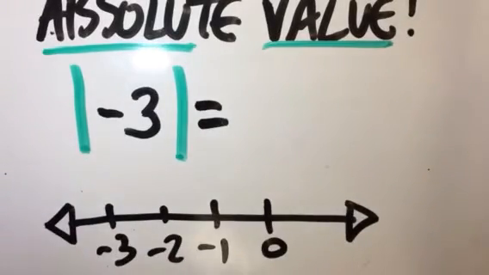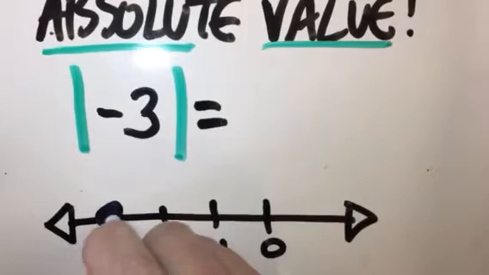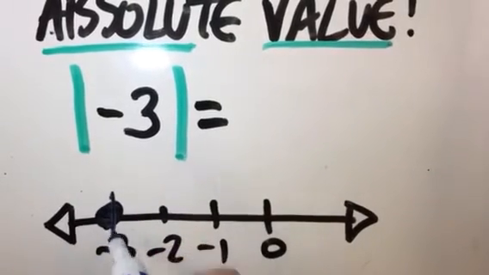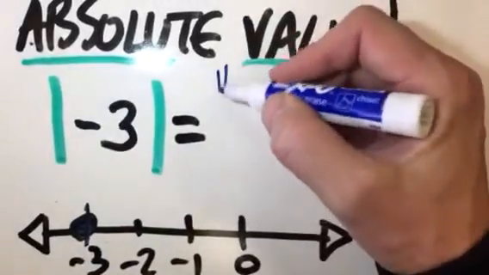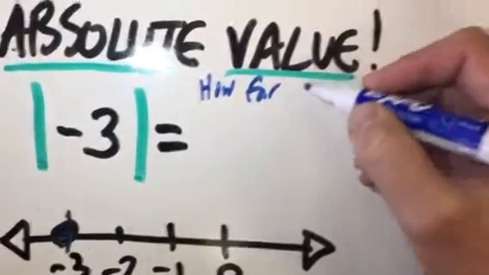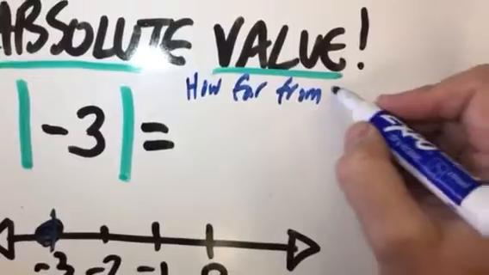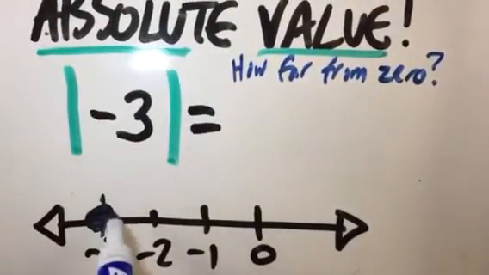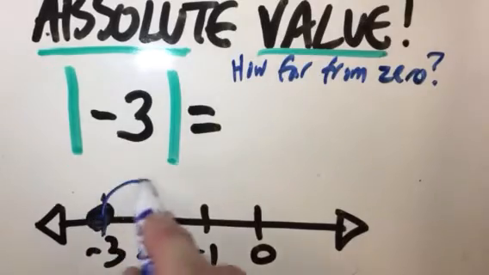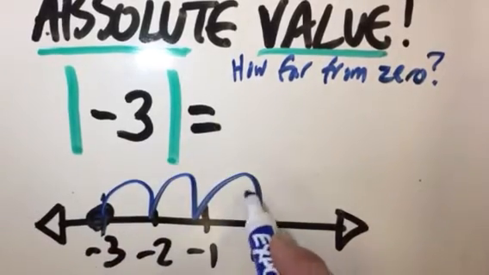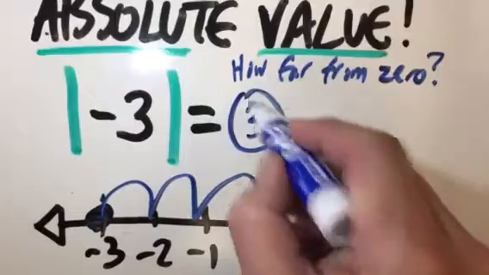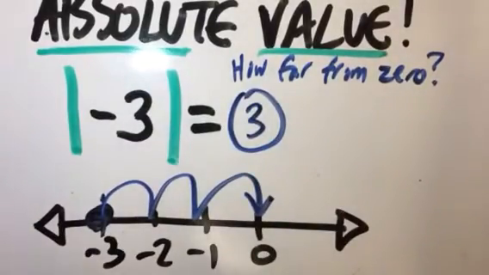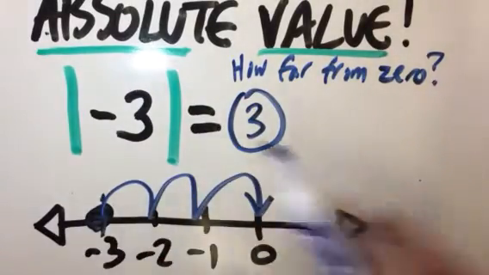And here it is. It's right here. So that's what -3, that's where it lives on the number line. It's right there. And if absolute value means how far from 0, let's find out. So let's count. Let's see how far from 0. 1, 2, 3. So that's the absolute value of -3.